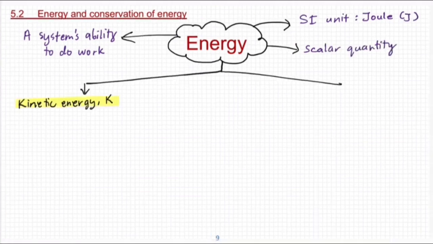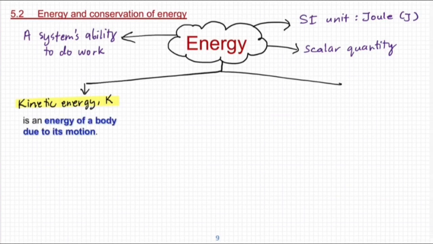There are two types of energy that we will focus on. The first one is kinetic energy, K. And kinetic energy is an energy of a body due to its motion. And we can write the formula as K is equal to half mv squared, where K is the kinetic energy of a body, m is the mass of a body, and v is the speed of a body.